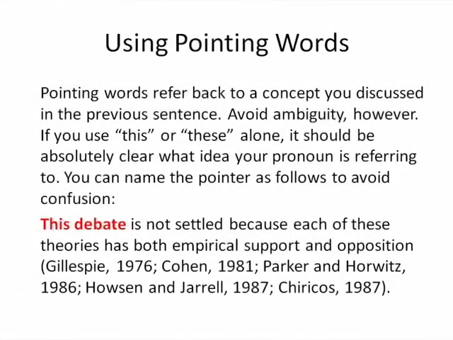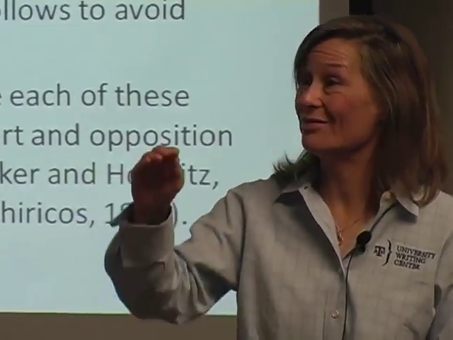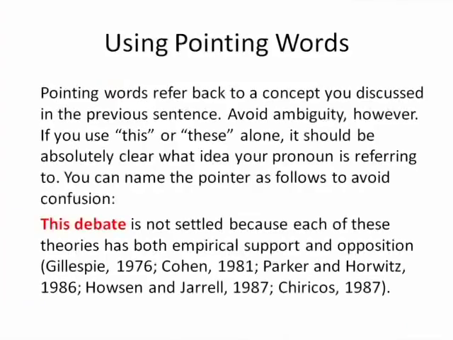Using pointing words. Pointing words refer back to a concept you discussed in the previous sentence. You want your reader to know that you're still talking about the same idea, but you want to avoid ambiguity. Sometimes if you use the word this or these, your reader doesn't know what this is referring to. If you use it alone, it should be absolutely clear what idea your pronoun is referring to. You can name the pointer as follows to avoid confusion.